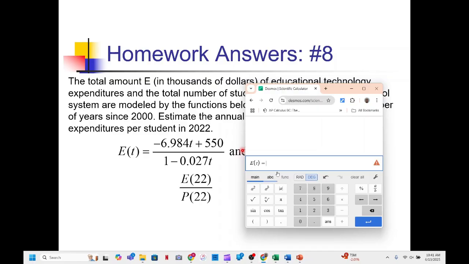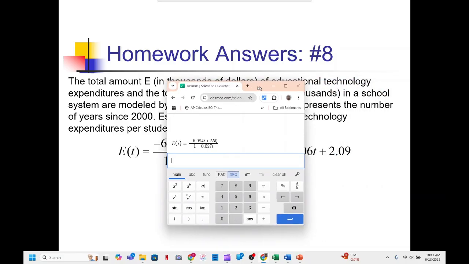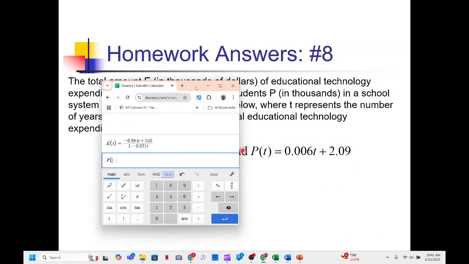So E of t equals, and now let me make a fraction, and we'll do negative 6.984 t plus 550, and that'll all be over 1 minus 0.027 t. So that's one function. The other function, let me just move over here so I can see it. That's P of t, and that equals 0.006 t plus 2.09. And now once I've got those defined, I can just easily plug 22 into both of them and divide.